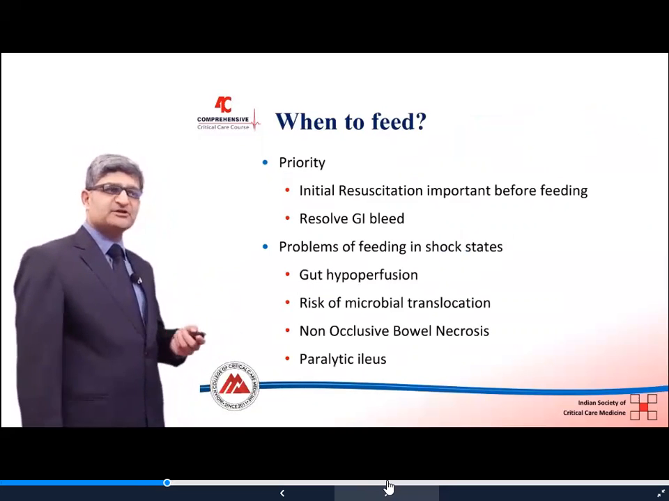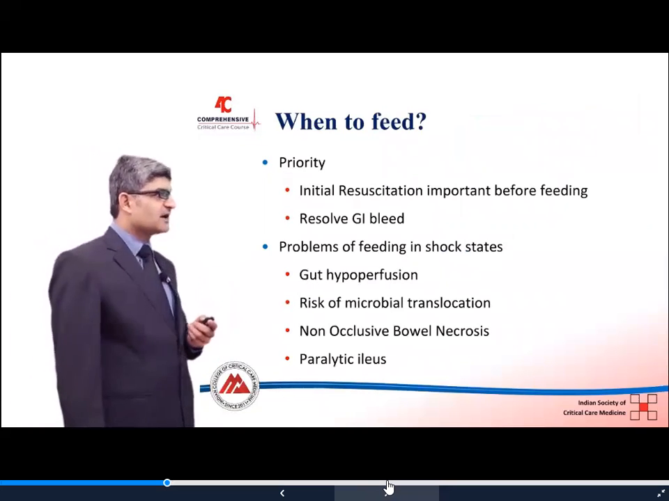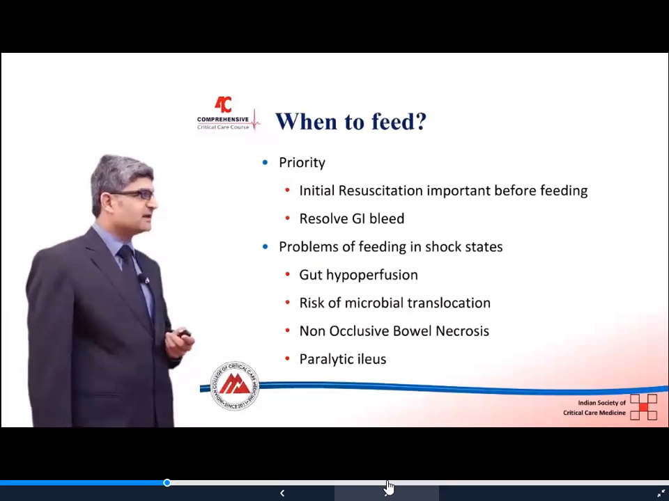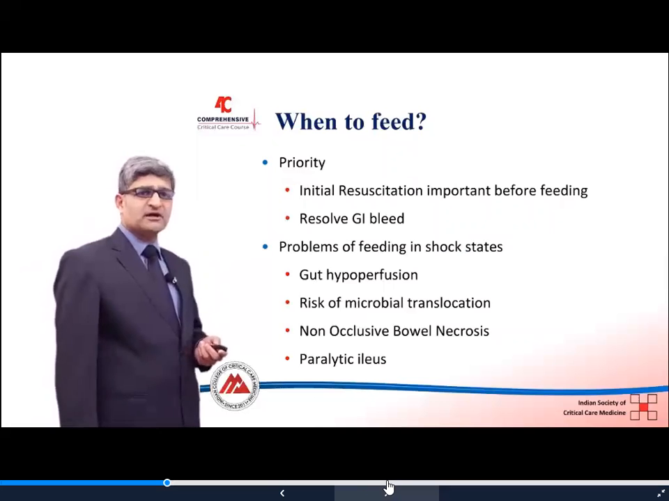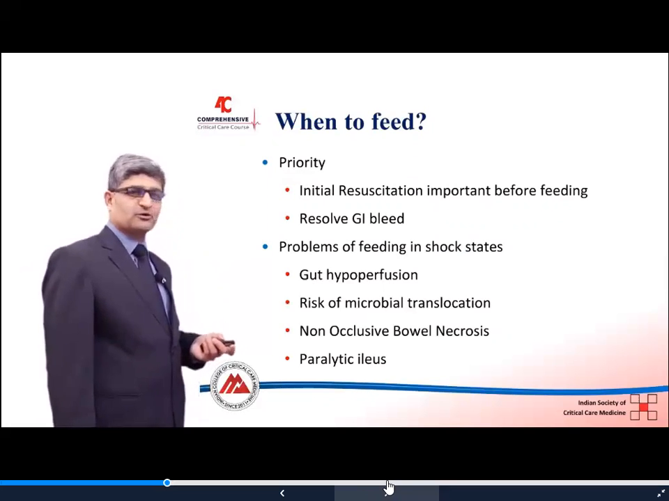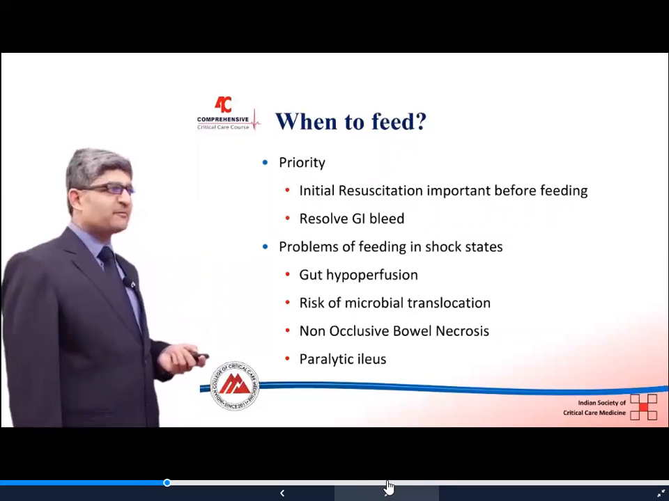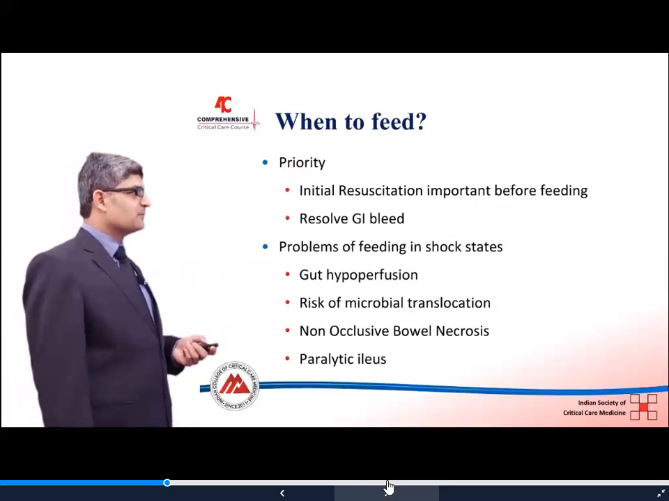Especially if you feed patients in shock, you will find that there is blood hypoperfusion giving rise to paralytic areas. There is also a risk of bacterial translocation. There could be non-occlusive bowel necrosis, and these patients can also have paralytic ileus, which can also be cumbersome.